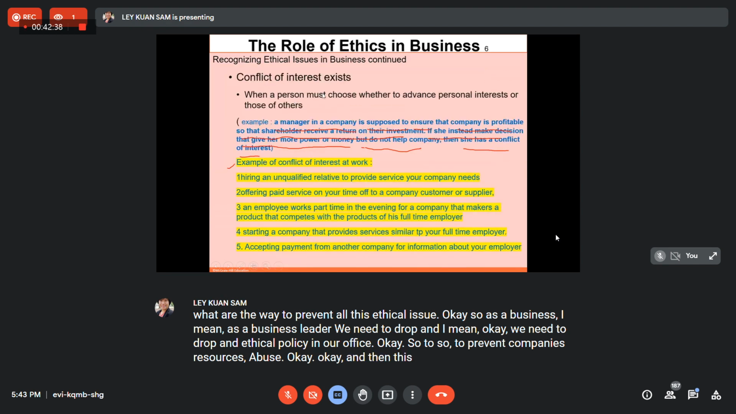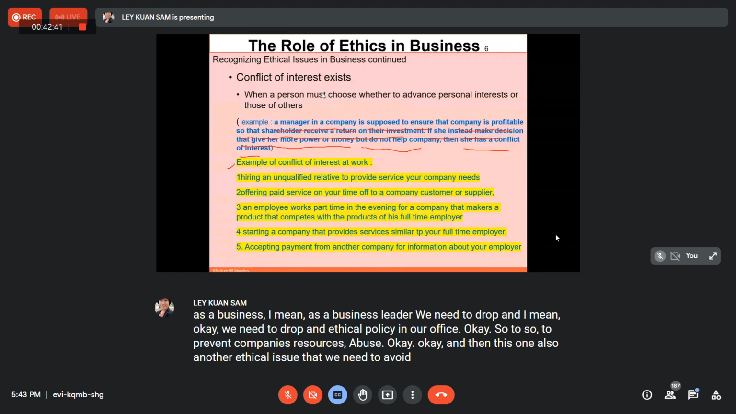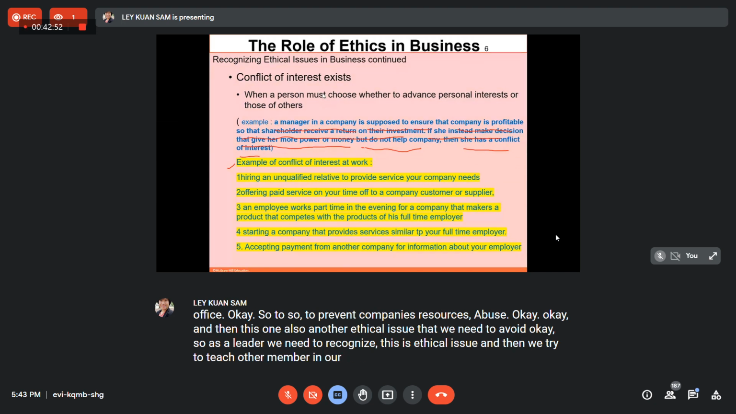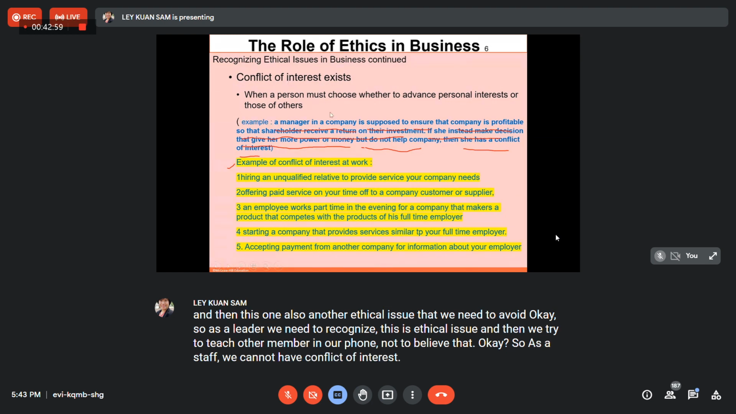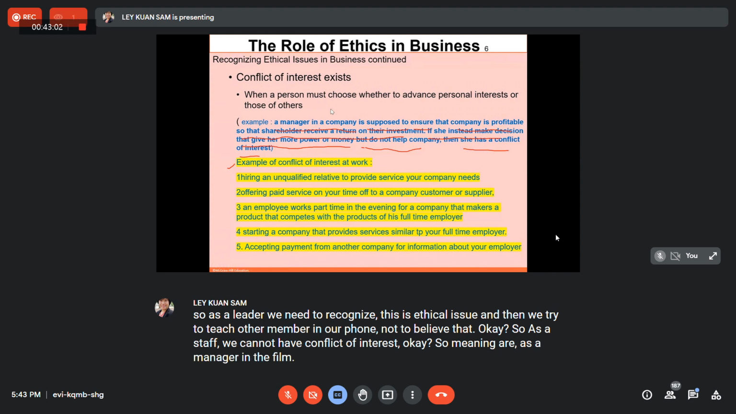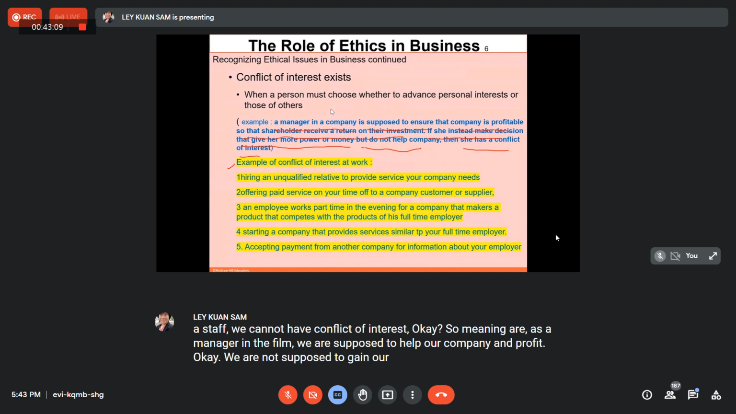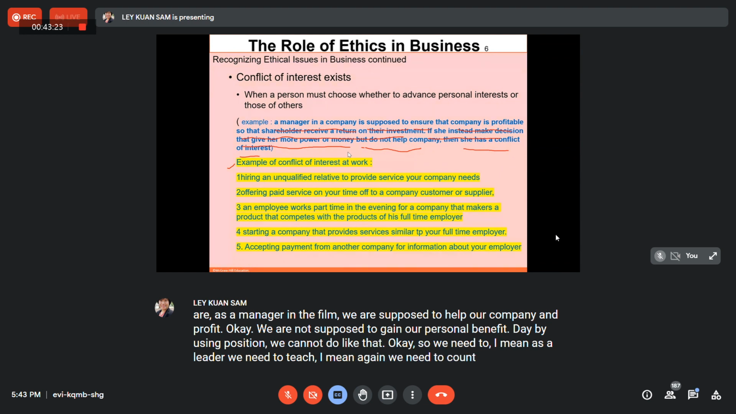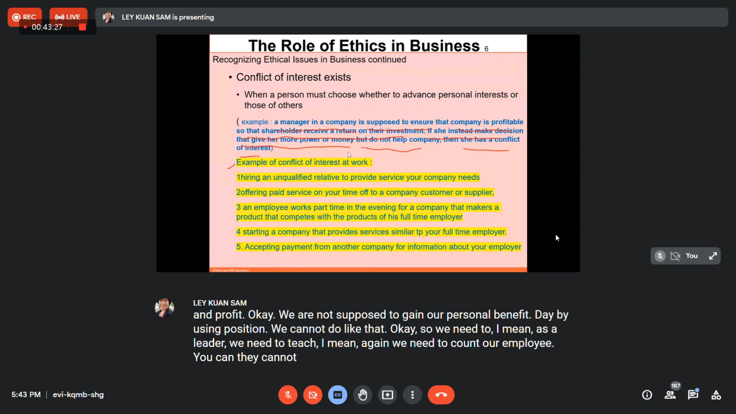And then this is also another ethical issue that we need to avoid. As a leader, we need to recognize this is an ethical issue, and then we try to teach other members in our firm not to behave like that. So as a staff, we cannot have a conflict of interest. Meaning as a manager in the firm, we are supposed to help our company earn profit. We are not supposed to gain personal benefit by using our position. We cannot do that. So as a leader, we need to teach our employees they cannot be involved in conflict of interest.